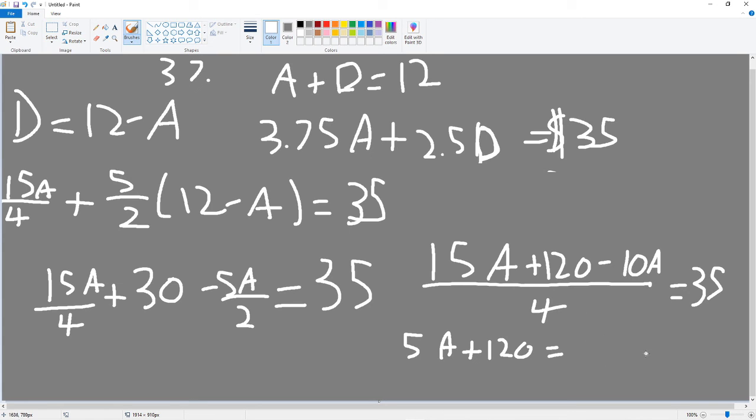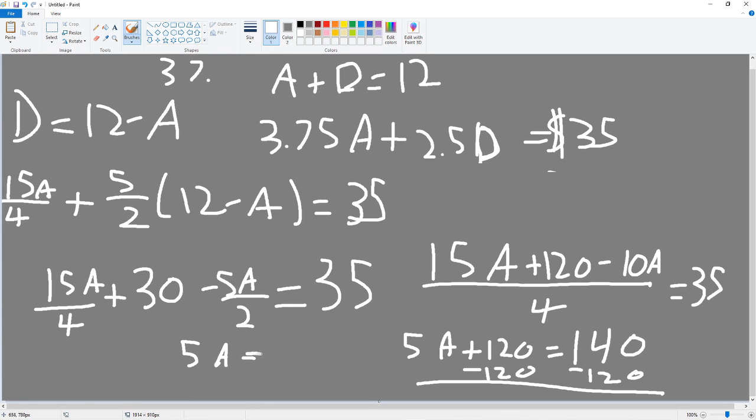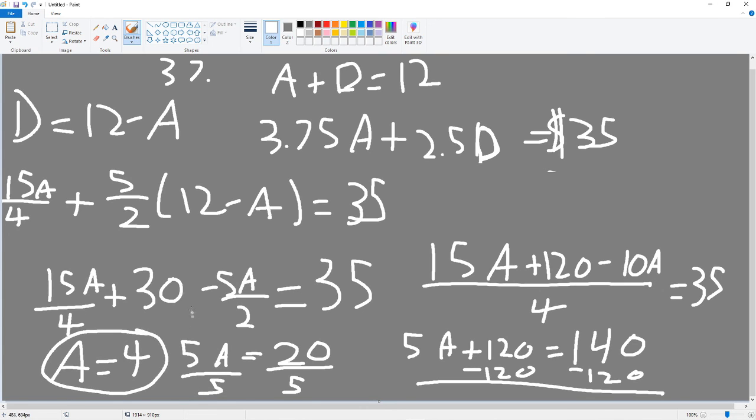4 times 30 is 120. 4 times 5 is 20. So 120 plus 20 is 140, right? I subtract 120. I get 5a is equal to 20, divided by 5. a is equal to 4. So if a is equal to 4, that means d is equal to 8, right? 12 minus 4 is 8. So d is equal to 8, a is equal to 4.